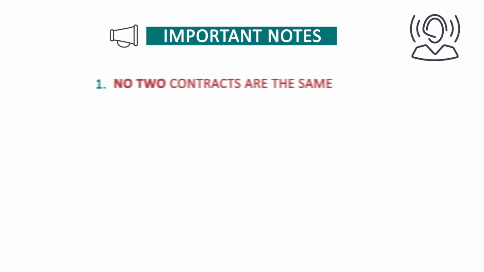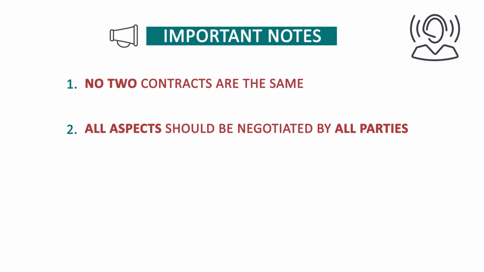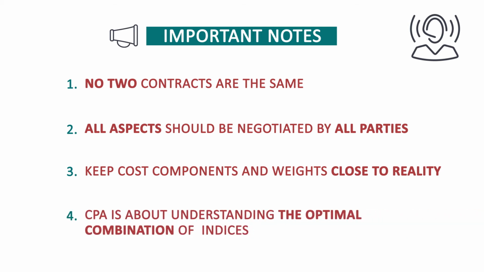Some important points to keep in the back of our minds when dealing with contract price adjustment. Firstly, contract price adjustment accounts for the unique characteristics of each contract, being that no two contracts are the same. Secondly, all aspects pertaining to contract price adjustment can and should be negotiated by all parties to that contract. Thirdly, it's important to keep the cost components and weights associated thereof in a contract price adjustment calculation as close to reality as possible. And lastly, contract price adjustment is not so much about the mathematical calculations, but about conceptually understanding the optimal combination of the indices to be used.